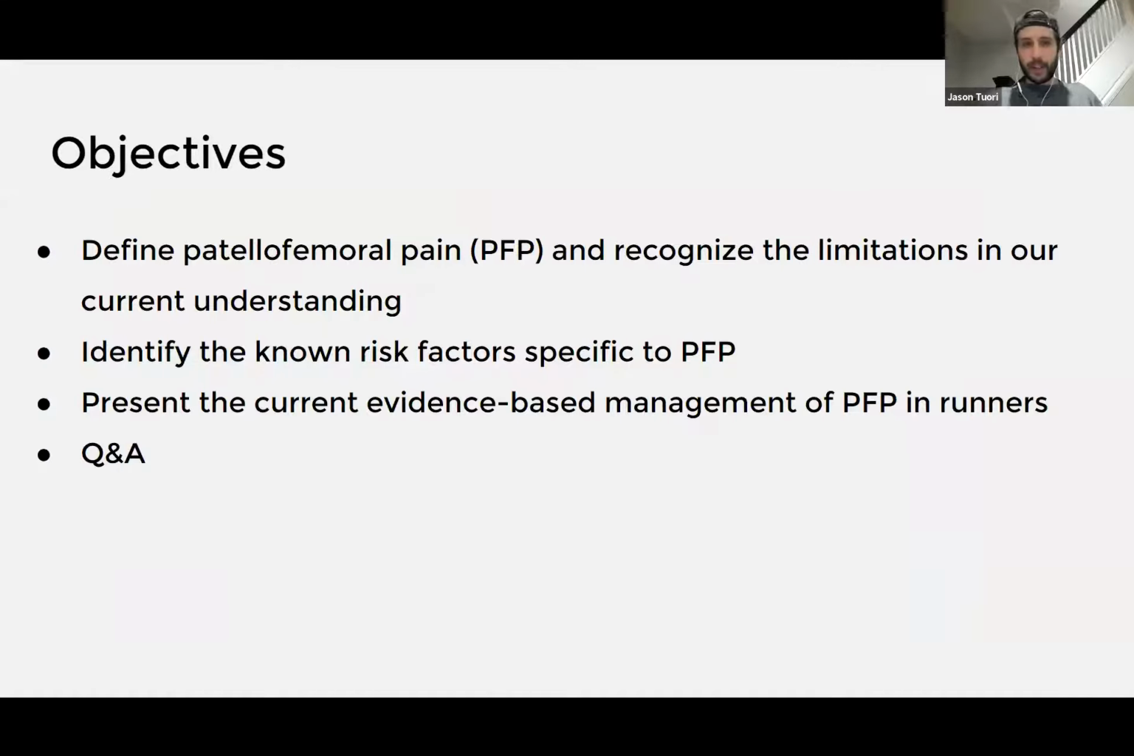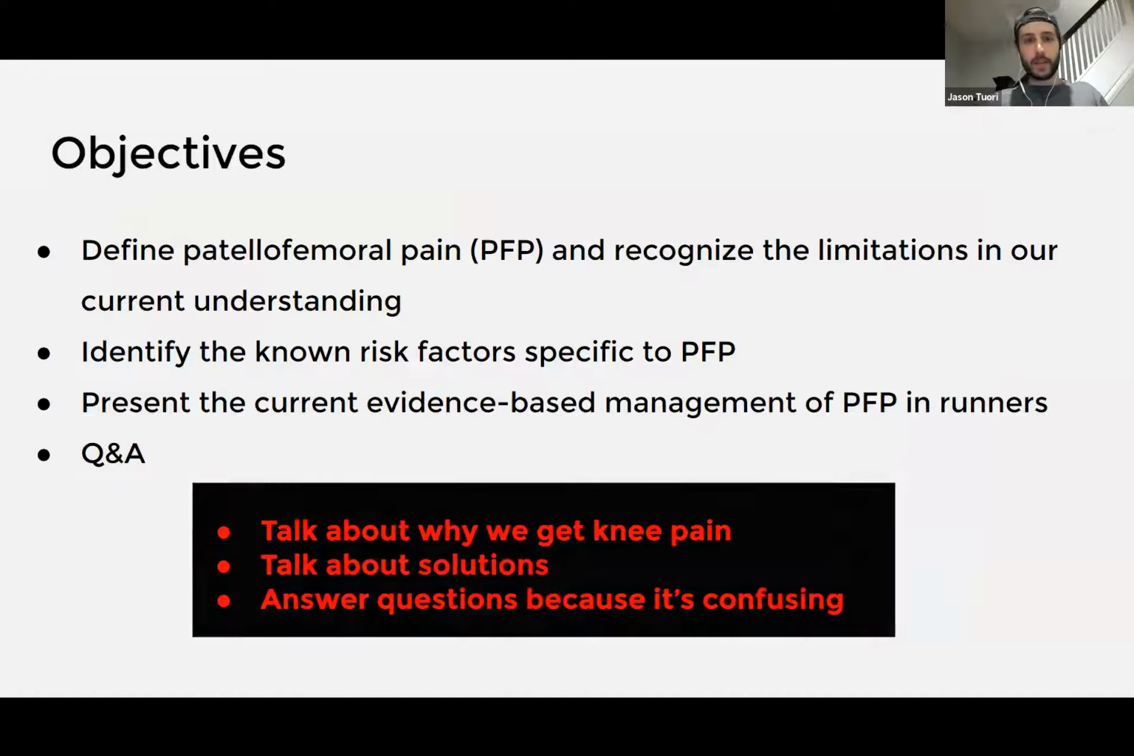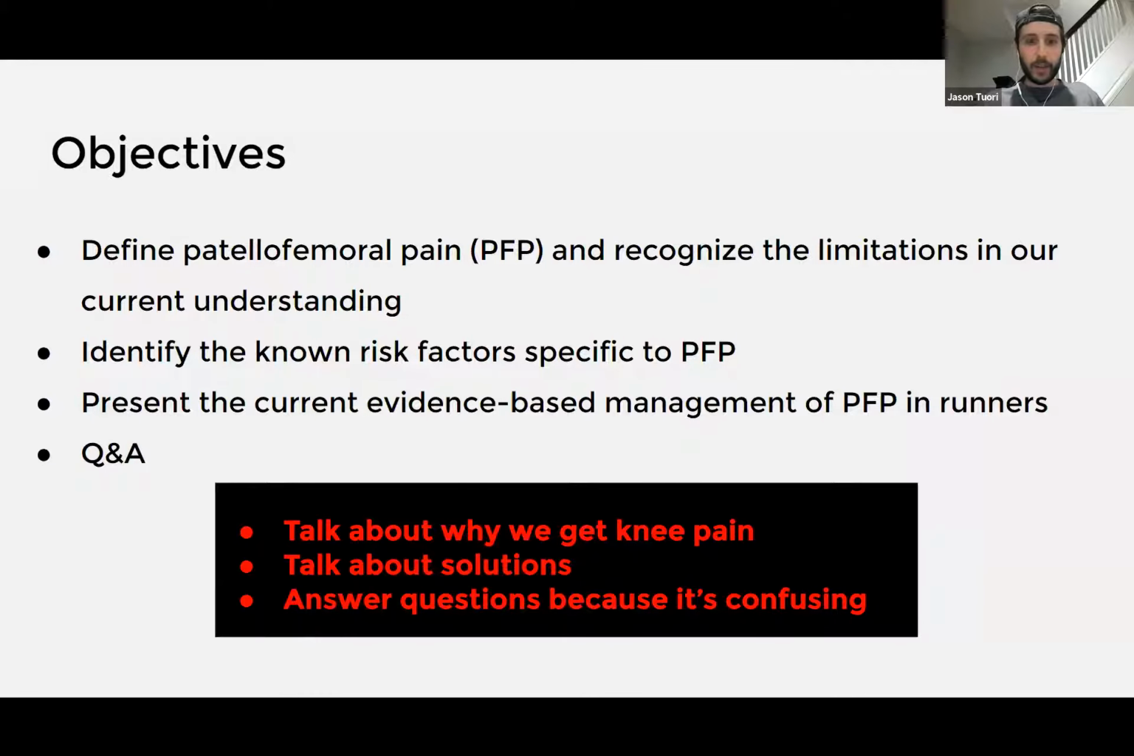So your classic objectives for a presentation on injuries with some medical jargon in here is basically we're going to talk about why we get this type of knee pain, talk about solutions, and answer questions because it can be confusing.